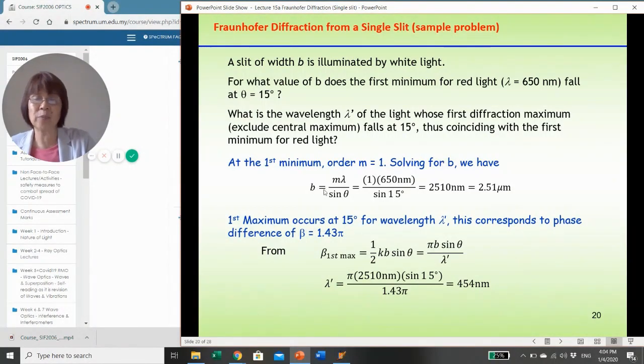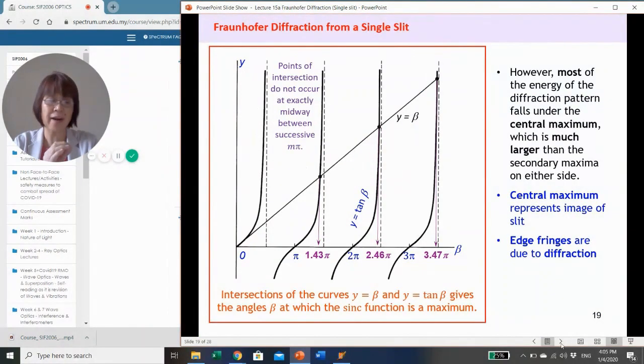Now for b, we have the expression b sine theta equals m lambda. Substituting, m is the first minimum, so the order is 1. Lambda is 650 nanometers divided by sine 15 degrees, and that gives us 2.51 micron. So in other words, the first maximum will occur at 15 degrees, that's what we are told, at a wavelength of lambda prime. We don't know this value, so we want to find that. This lambda prime will correspond to a phase difference of beta, because the first maximum actually occurs at 1.43 pi. We know that.